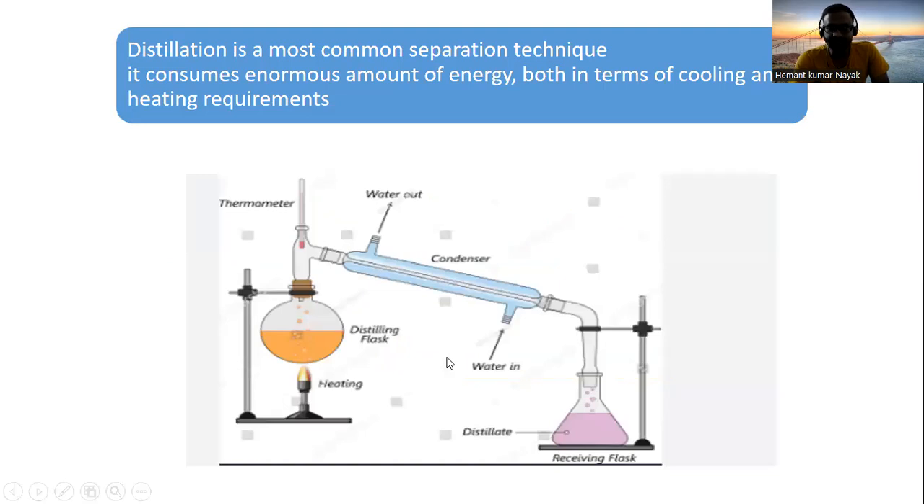Basically, distillation is the most common separation technique, as we all know. It consumes an enormous amount of energy. The heating is provided so that the mixture will boil, both in terms of cooling and heating requirement. After heating, we have to cool also to condense the vapor. So in this way, we need energy in distillation, and it will consume an enormous amount of energy.